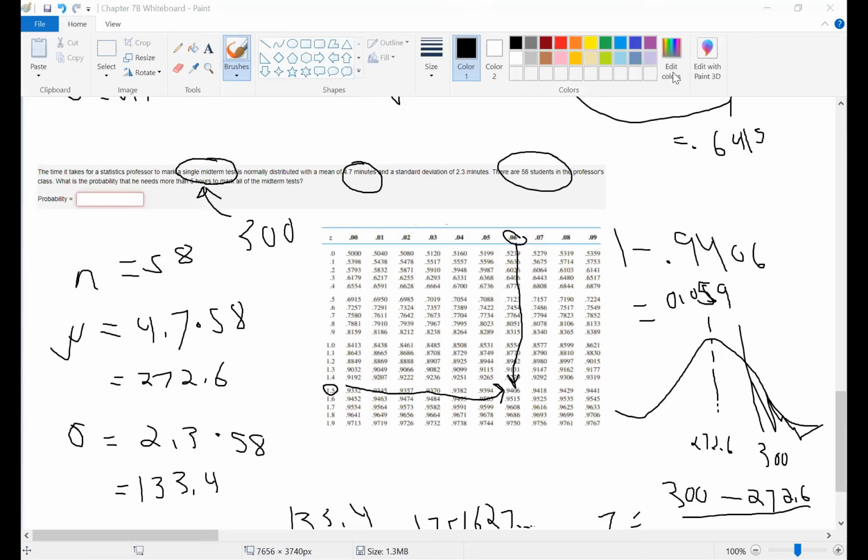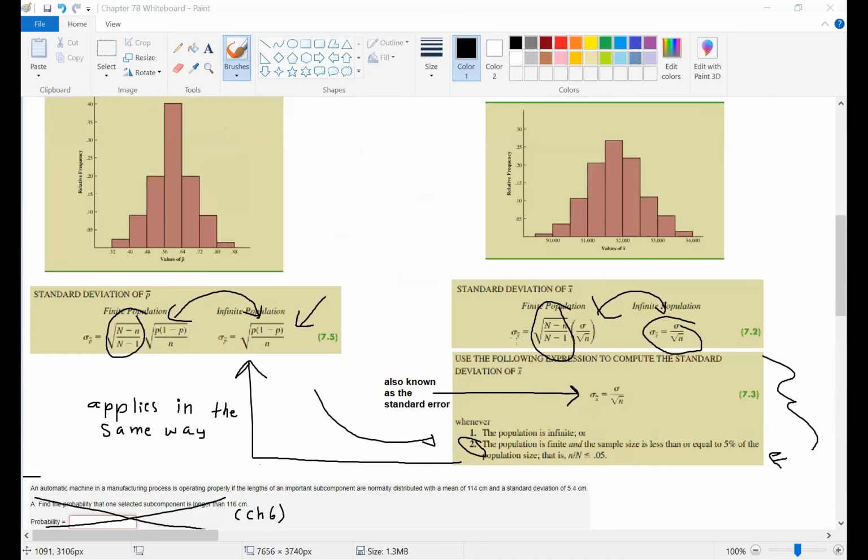Anyways, I don't think the difficulty in terms of the web work or the assessments get too much more difficult than this for this type of problem. So now let's move on.